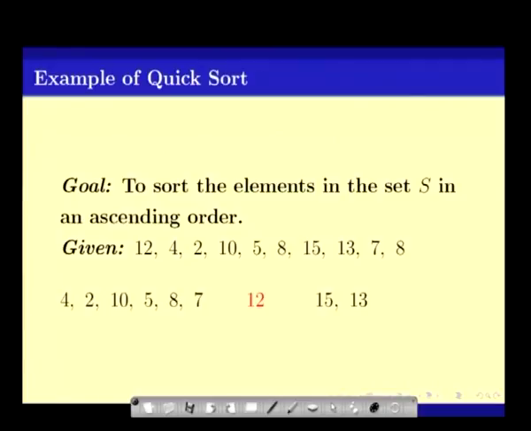So, here is the split. Clearly 4, 2, 10, 5, 8 and 7 are all the elements in this set S which are less than 12, and 15 and 13 are the two elements which are greater than 12, and you put them on the right.